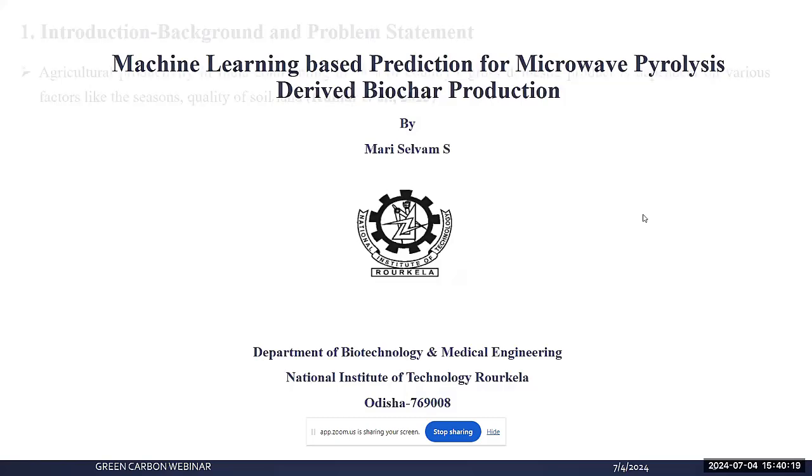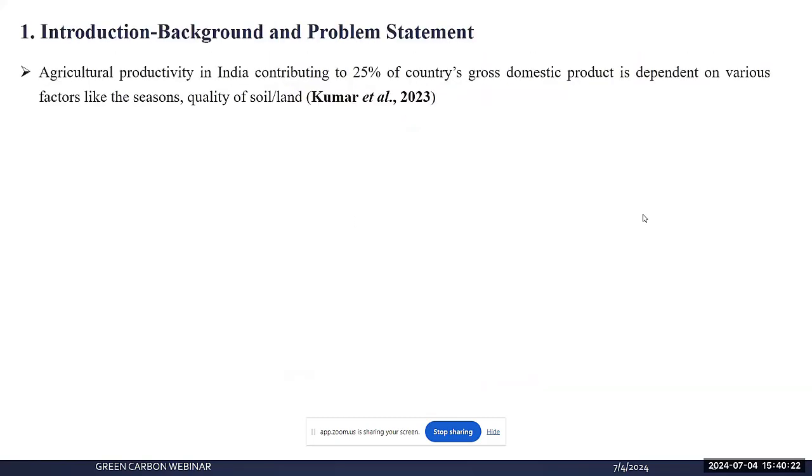To start with the presentation, I'll give you a brief intro about the background and the problem statement for the research. As we see in India, agricultural productivity contributes around 25% of the country's gross domestic product. However, this productivity is dependent on various factors like seasons, quality of soil and land.